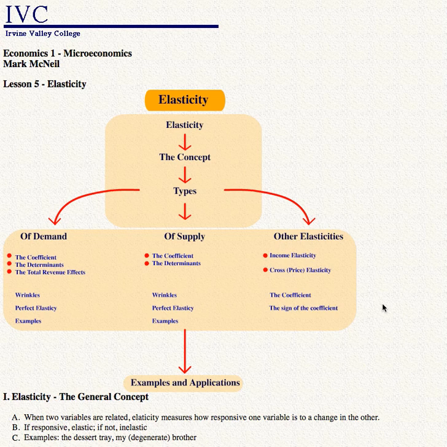So cross-price elasticity, the sign matters, could be positive or negative. Income elasticity, the sign matters, could be positive or negative. With the elasticity of demand, the sign is always negative. We know that. With the elasticity of supply, the sign of the coefficient is always positive. We know that. Income elasticity and cross-price, the sign could be positive or negative, and it means something.